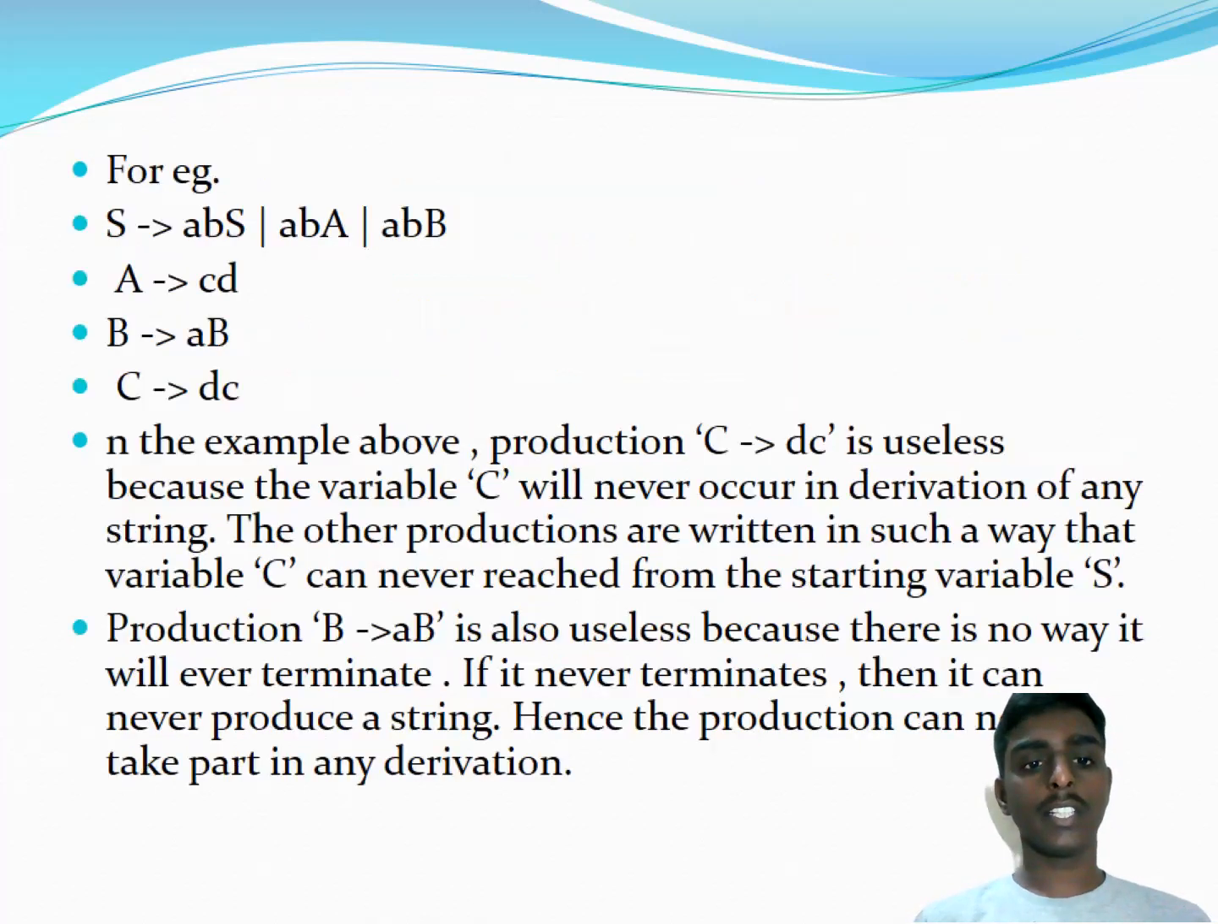For example, S tends to A, B, S. This is an example, and in this example above, production C is useless because the variable C will never occur in the derivation of any string. The other productions are written in such a way that variable C can never be reached from the starting variable S. Another production is also useless because there is no way it will ever terminate. If it never terminates, then it never produces a string. Hence, the production cannot take part in a derivation.